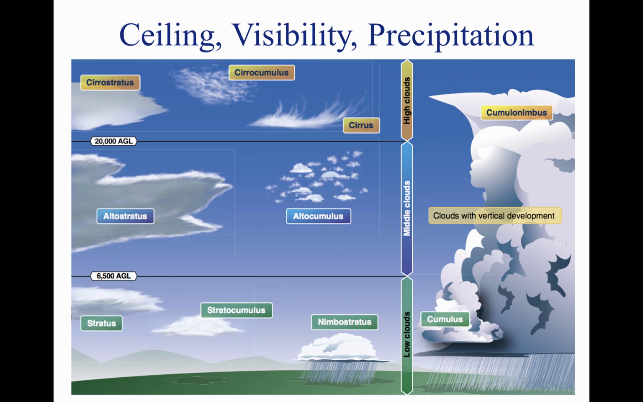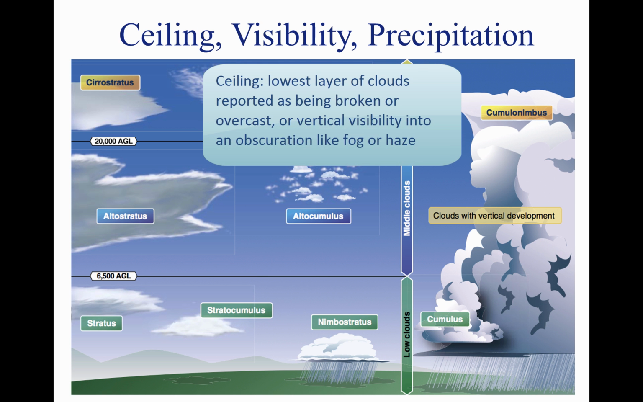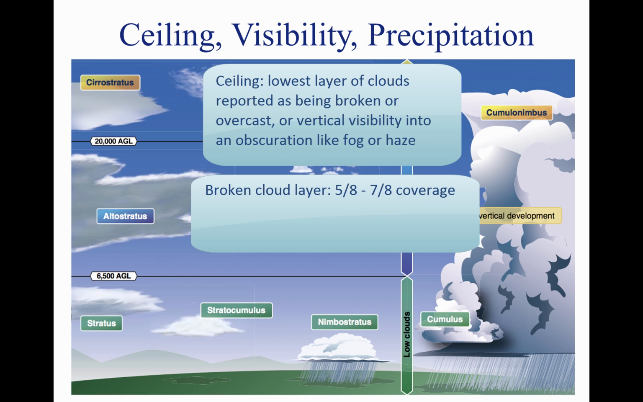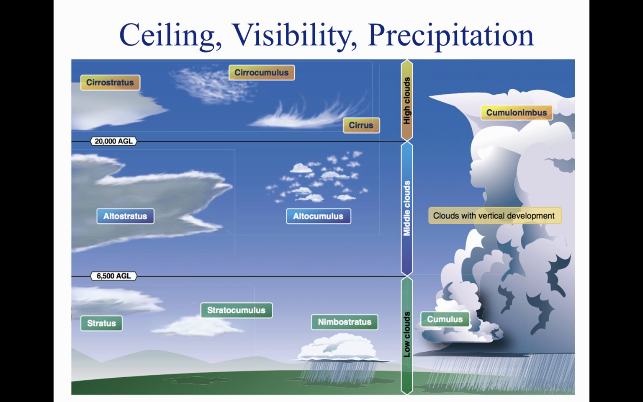For aviation purposes, a ceiling is the lowest layer of clouds reported as being broken or overcast, or the vertical visibility into an obscuration like fog or haze. Clouds are reported as broken when 5/8 to 7/8 of the sky is covered with clouds. Overcast means the entire sky is covered with clouds. Current ceiling information is reported by the Aviation Routine Weather Report, METAR, and automated weather stations of various types.